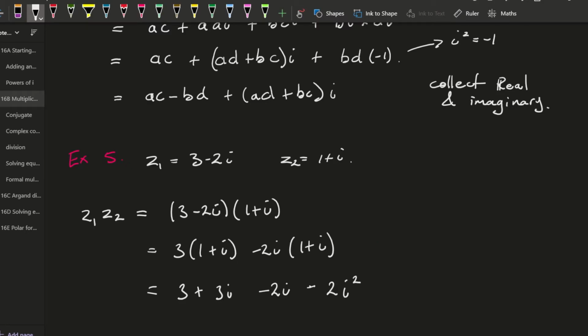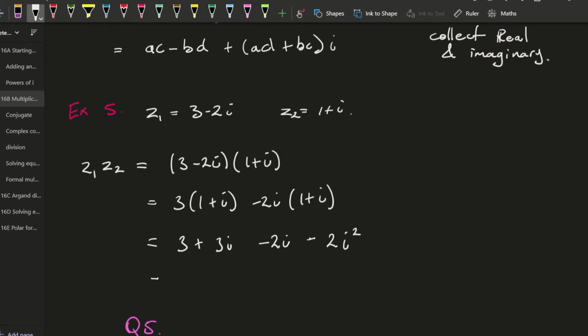So of course 3 stays the same. 3i minus 2i is 1i, and we now get minus 2 times minus 1 because i squared is -1. So minus 2 times -1 is +2, so we've got 5 plus i. So that's it. That's what the multiplication of two complex numbers is.